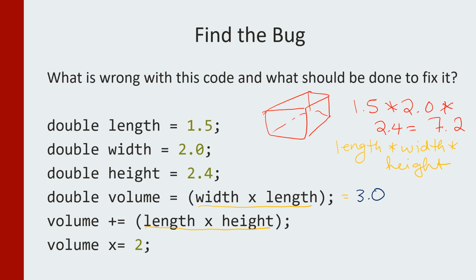And then if I do length, 1.5 times height, 2.4, I'll get 3.6. And I know that I want to add that to volume because of the plus equals. So that's going to be 6.6. And then I'm going to multiply that by 2. And 6.6 times 2 is 13.2. So I expected 7.2, but I got 13.2.